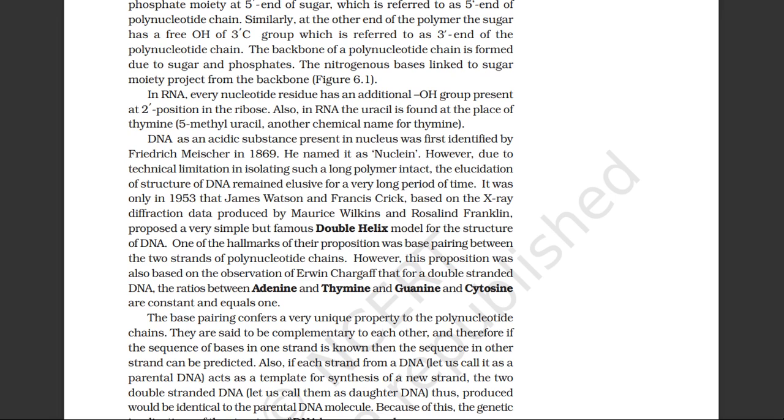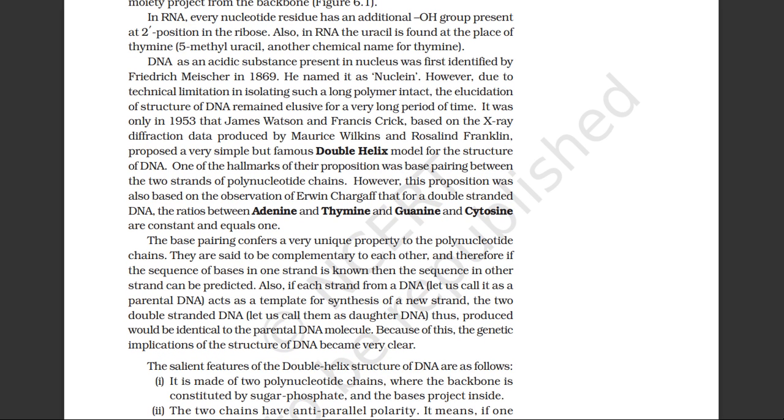They are said to be complementary to each other, and therefore, if the sequence of bases in one strand is known, then the sequence in the other strand can be predicted. Also, if each strand from a DNA, let us call it a parental DNA, acts as a template for synthesis of a new strand, the two double-stranded DNA, let us call them daughter DNA, thus produced would be identical to the parental DNA molecule. Because of this, the genetic implications of the structure of DNA became very clear.